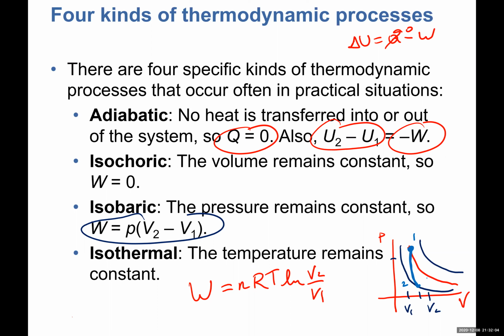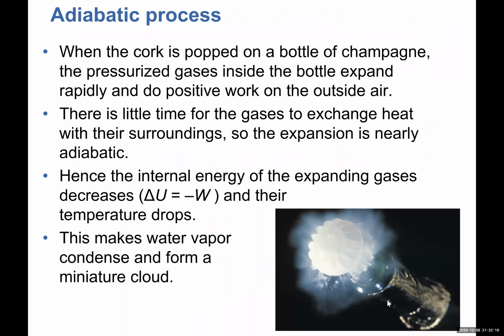Generally, it happens when something is done really fast. So then energy as heat doesn't have time to escape. Usually it happens in quick processes. All right, so here's an example of that. An adiabatic process is when, for example, the cork is popped on a bottle of champagne. The pressurized gases inside the bottle expand rapidly and do positive work on the outside air. There's little time for the gases to exchange heat with their surroundings, so the expansion is nearly adiabatic.